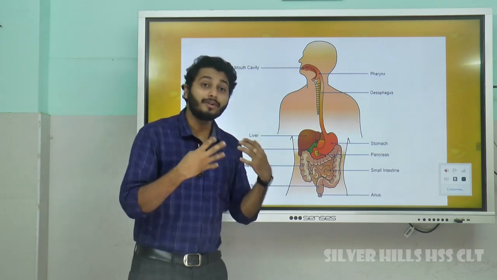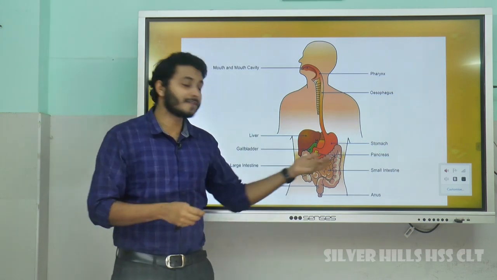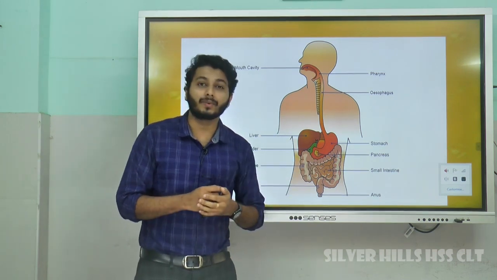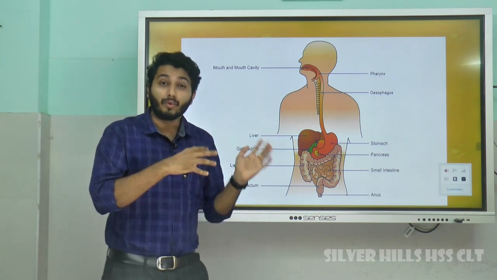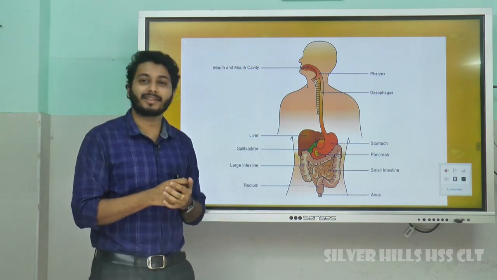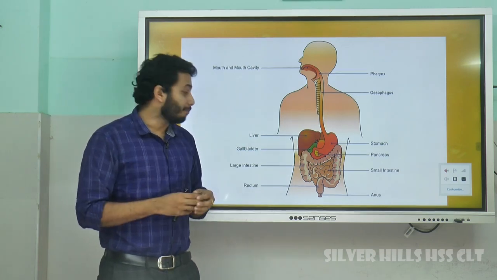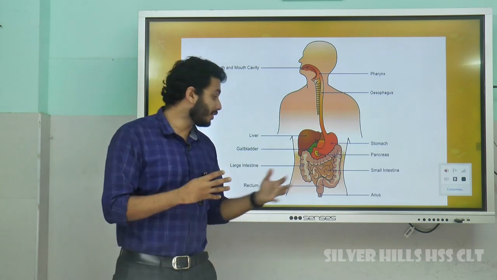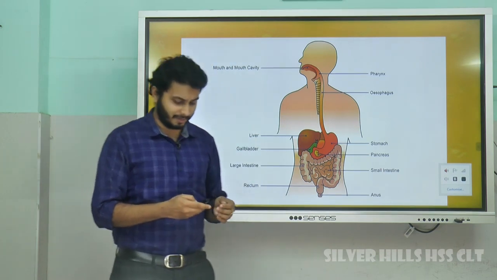From stomach the food moves to small intestine. The digestion completes in small intestine, and the undigested food waste is forwarded to large intestine. The undigested waste moves through the large intestine accompanied by the absorption of water and minerals, and later the undigested waste is temporarily stored inside a part called rectum, and the waste is removed through the anus. So these are the important parts of the digestive system.